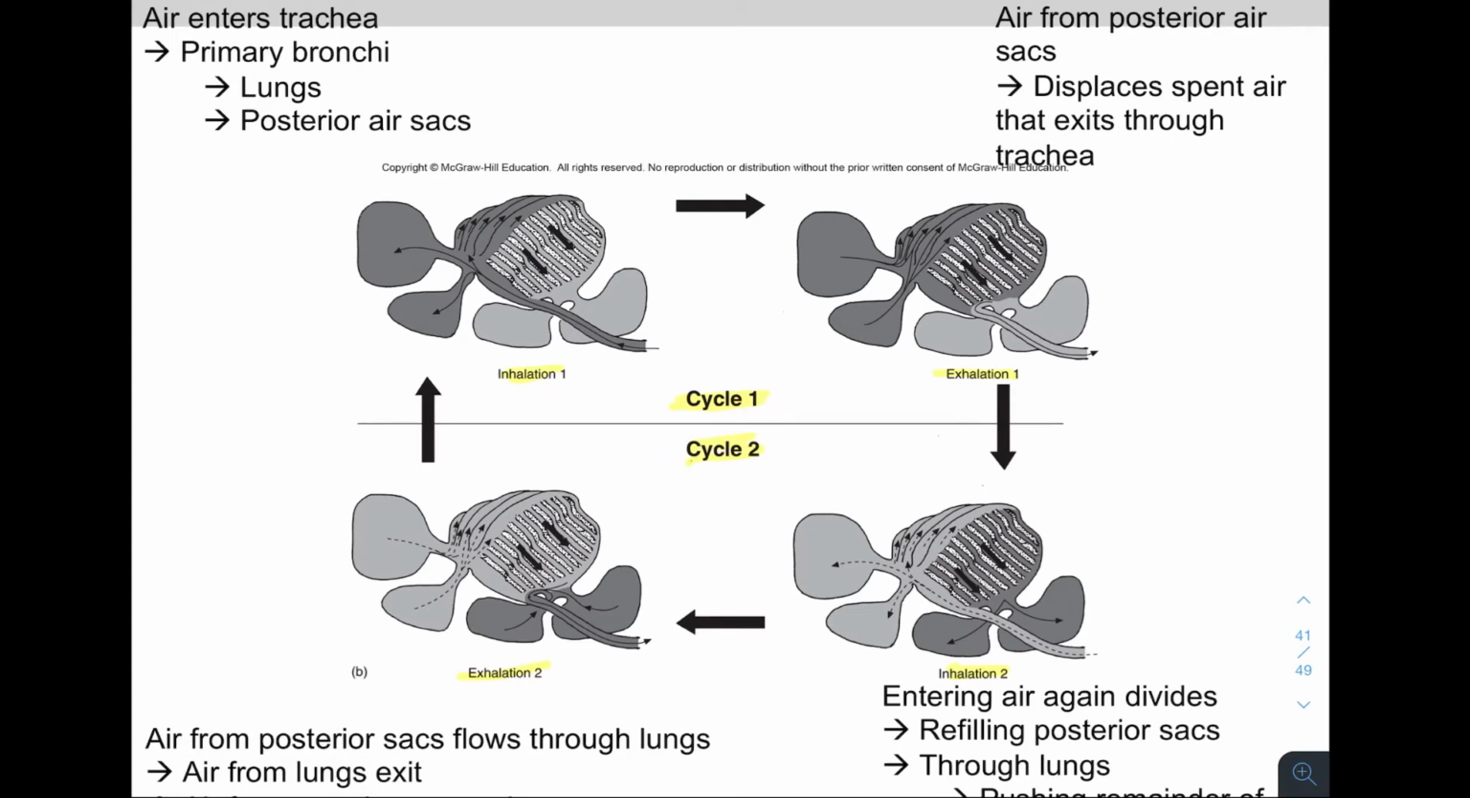So let's start with inhalation 1. With inhalation 1, as that thoracic cavity expands, we follow this dark gray air that goes into the trachea. And really, the most important thing is it fills those posterior air sacs and only begins to start going towards the lung itself.